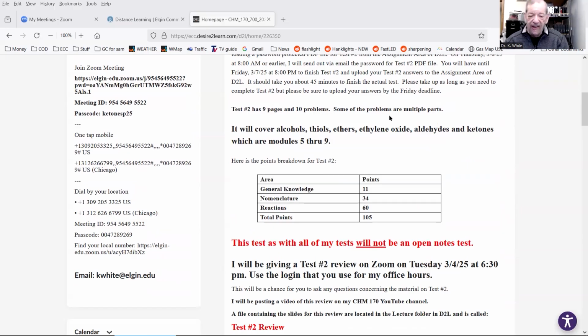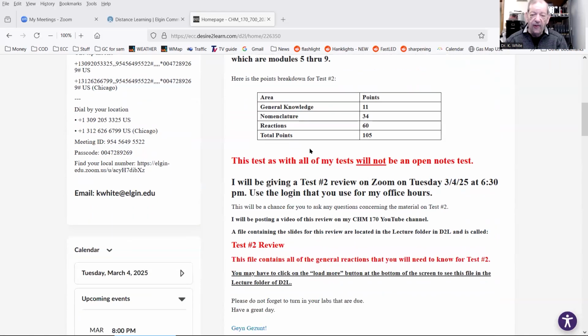Now, test 2 covers the following functional groups: alcohols, thiols, ethers, ethylene oxide, aldehydes, and ketones. And these are, if you're looking at the modules, modules 5 through 9. Now, the point breakdown for test number 2: general knowledge, 11 points, nomenclature, 34, reactions, 60, and it adds up to 105. So there's five bonus points.